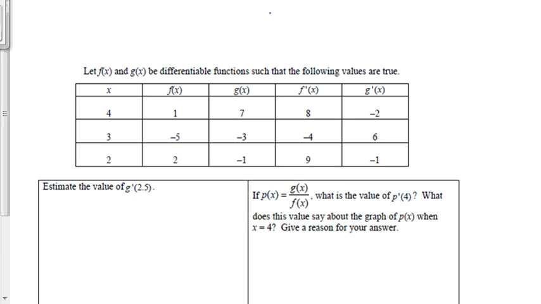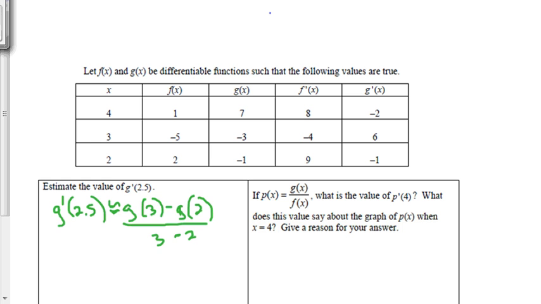So I don't know what that is. So let's go back to what our slope formula was to be able to estimate the derivative. Again, derivative is the slope of the tangent line. So we're going to use the secant line. We're going to use a point a little bit to the left of 2.5, and a little bit to the right. So these are the points on the function that are a little bit left, a little bit right. And again, it doesn't matter what the function is.